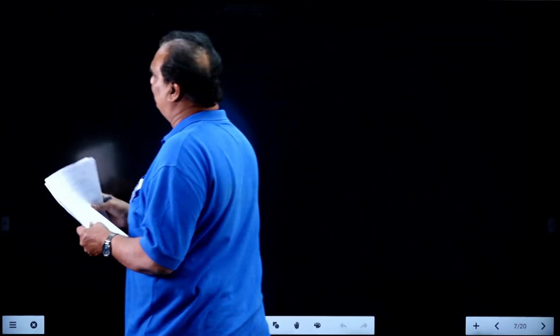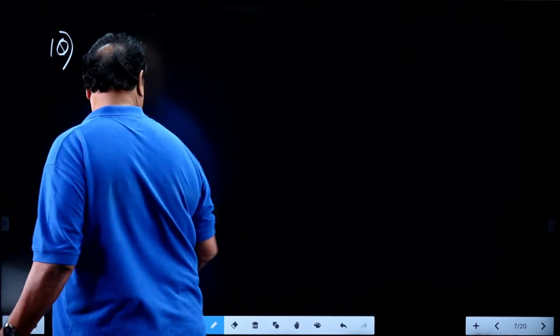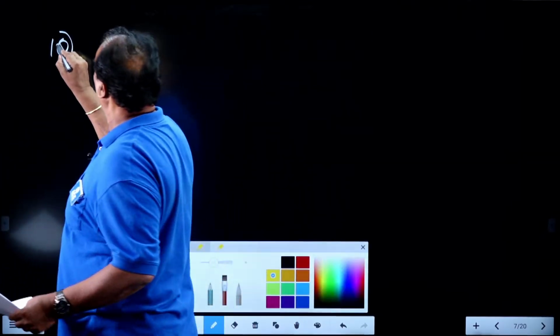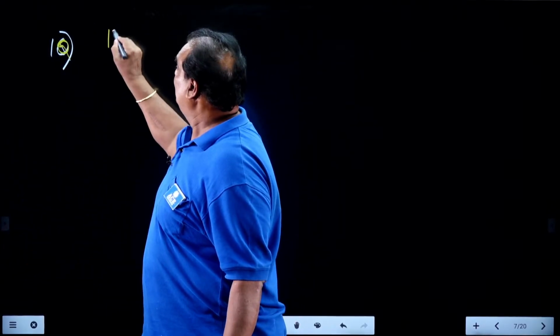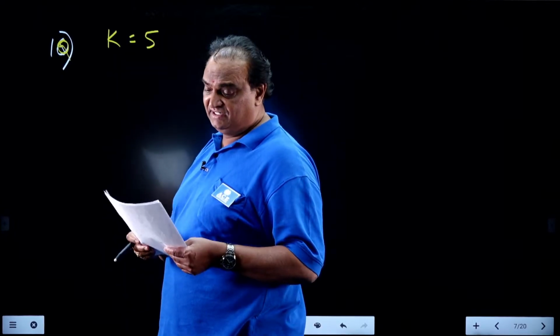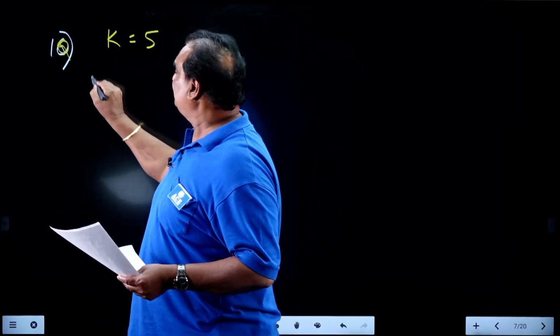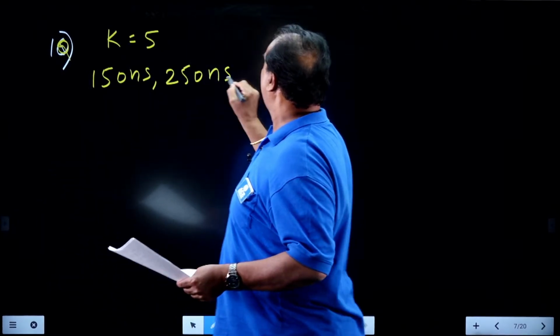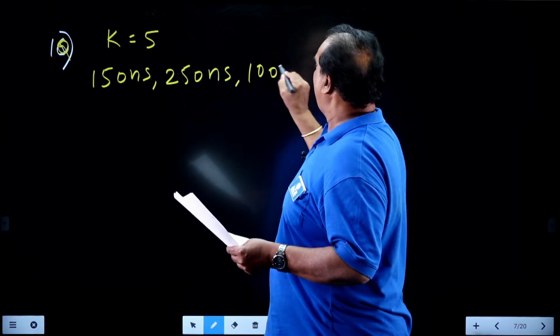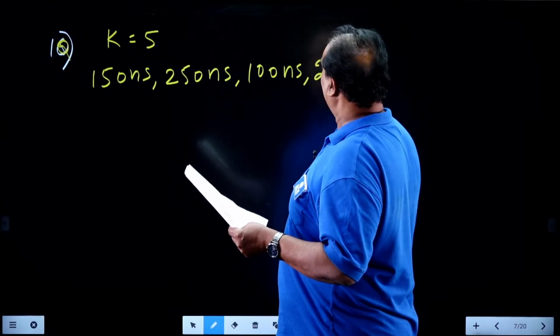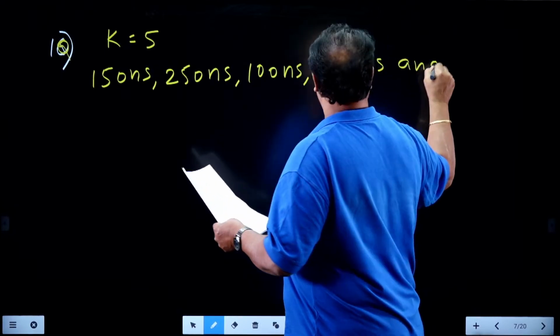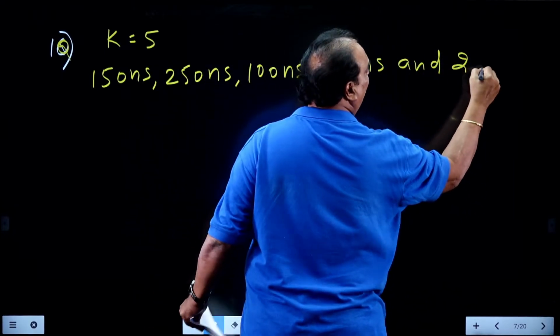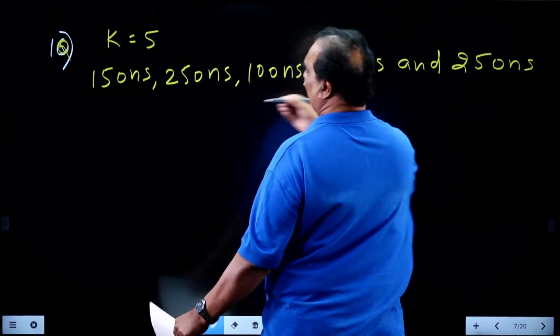In this pipeline question, according to the given information, the number of stages in the pipeline is 5; K means number of stages. At the same time, stage delays are given like this: 150 nanoseconds, 250 nanoseconds, 100 nanoseconds, 200 nanoseconds, and 250 nanoseconds. 5 stage delays are given like this.